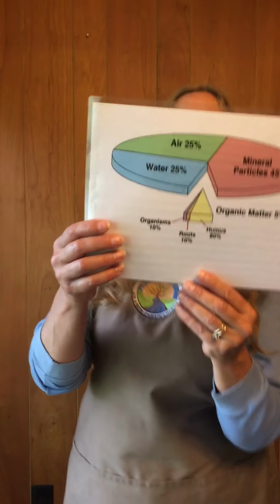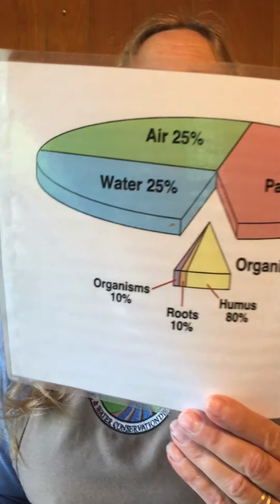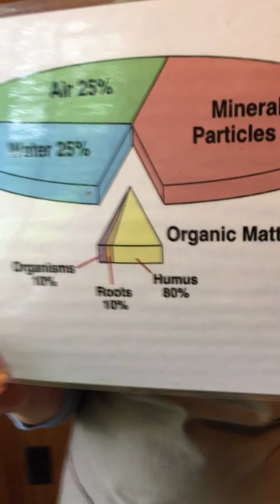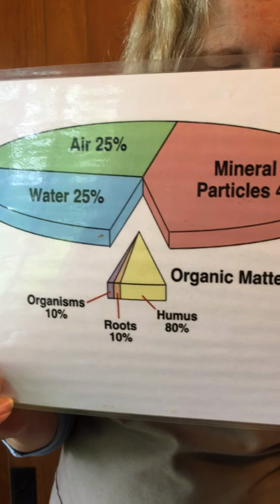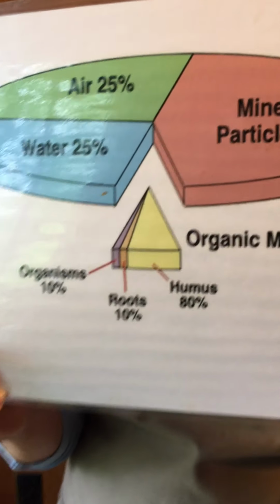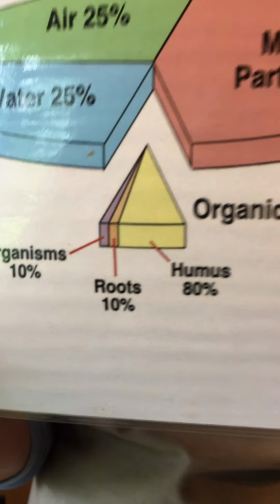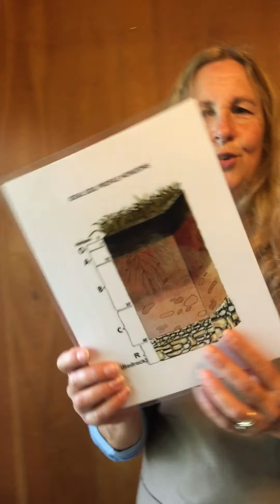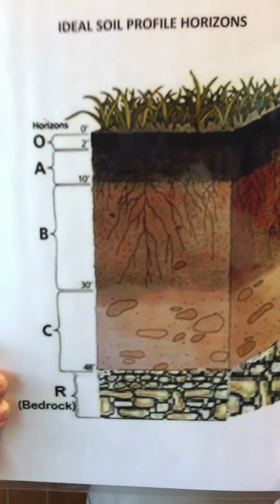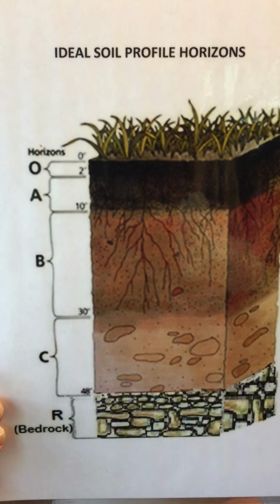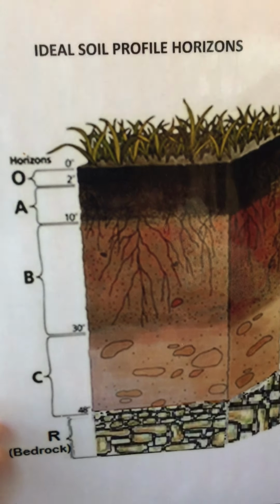What is soil made of? You'll be surprised to find this out. Soil is about half air and water. The other half is broken rock, decaying plants, and decaying animals. And soil comes in layers in the earth. So this is an ideal soil profile horizon, okay?